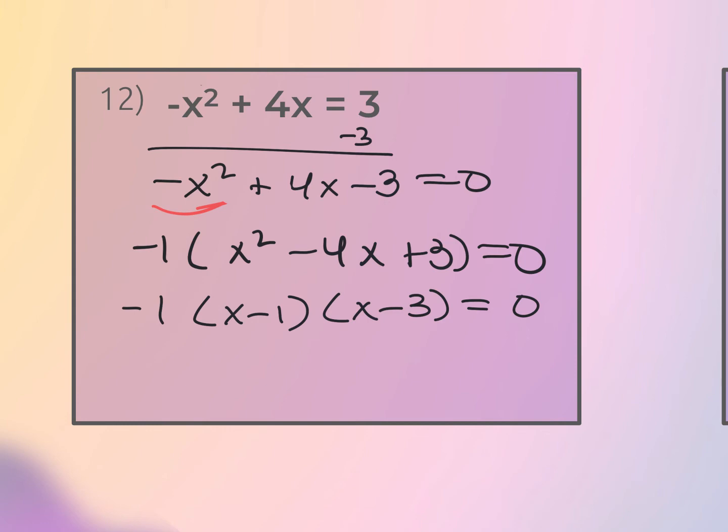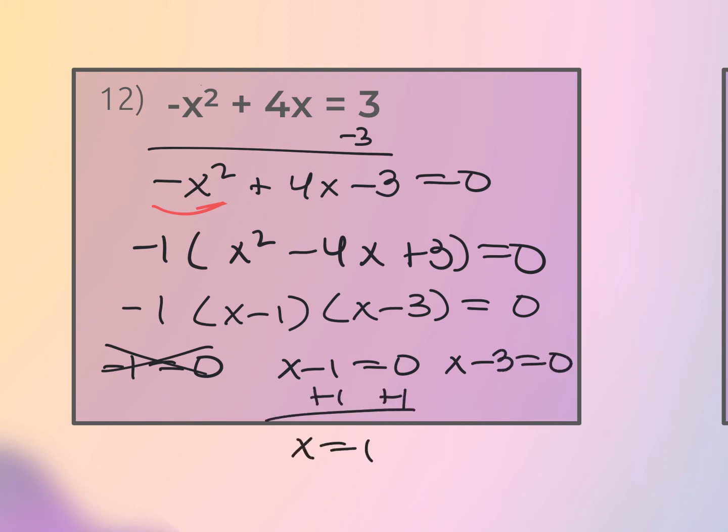So now, technically you would have to set your GCF equal to 0. However, whenever it's a constant GCF, we don't need to even do that, because that's nonsense. Negative 1 doesn't equal 0. But these two I do. I'll solve these. Plus 1. First answer is x equals positive 1. And the next answer is x equals positive 3.